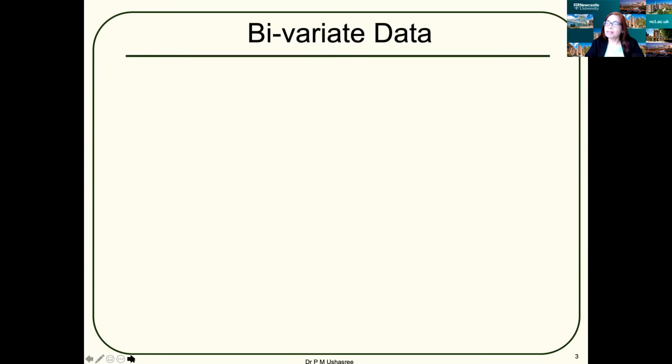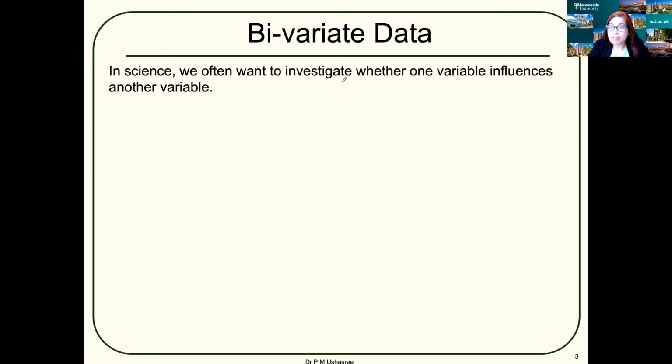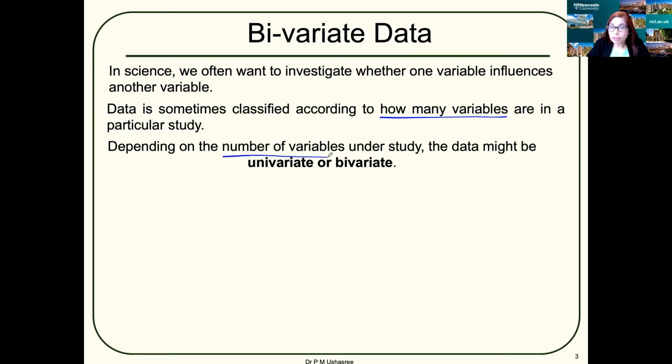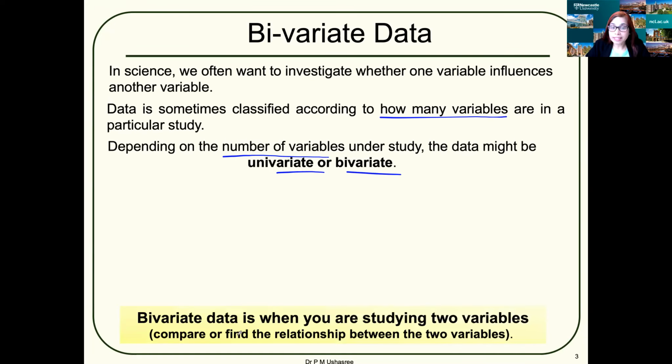So first, let's see what is bivariate data. In science, we often want to investigate whether one variable influences another variable. Data is sometimes classified according to how many variables are in a particular study. So depending on the number of variables under study, the data may be univariate or bivariate. Bivariate data is when you are studying two variables, either to compare the two variables or to find a relationship between the two variables.